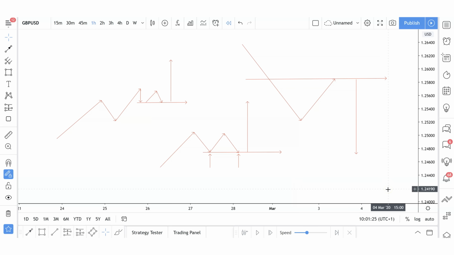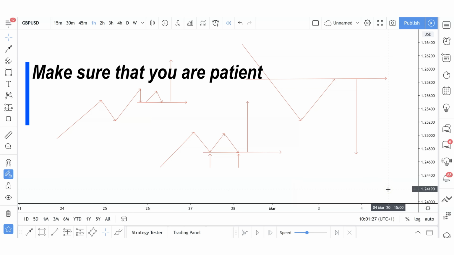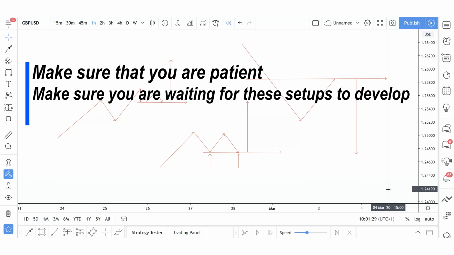So I hope this was useful. As I always say when trading, make sure that you are patient, make sure you are waiting for these setups to develop, and most importantly, trust the process.